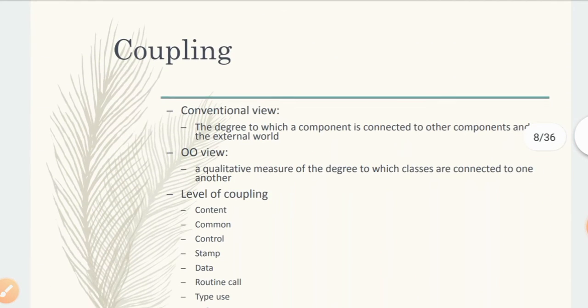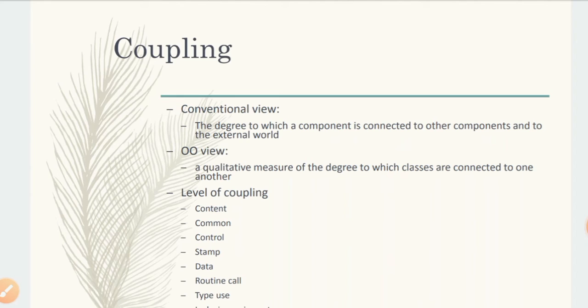And the next one is the coupling. So what is the coupling? In the conventional view, coupling is the degree to which a component is connected to other components and to the external world. So here in our example, how is the component connected with the other component? The first component is your printer, and the second component is your PC. The printer basically consists of n number of components, that is the cartridge and the page section where you are going to load the page. So this is the conventional view. And your PC, basically, you are giving the command to your printer for printing a particular document.